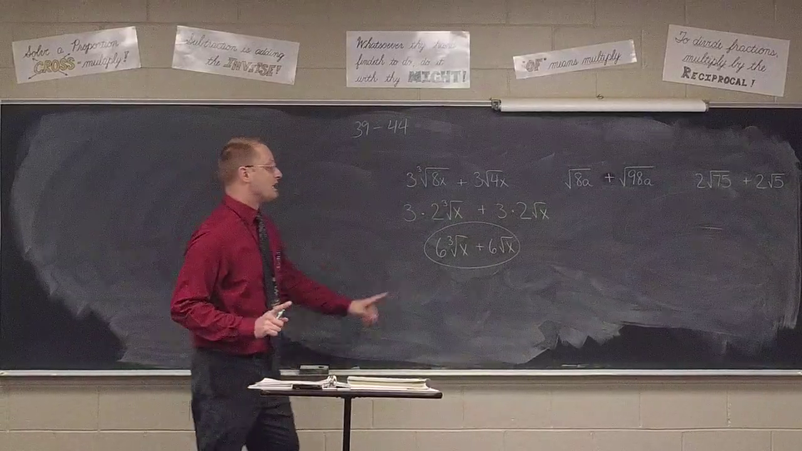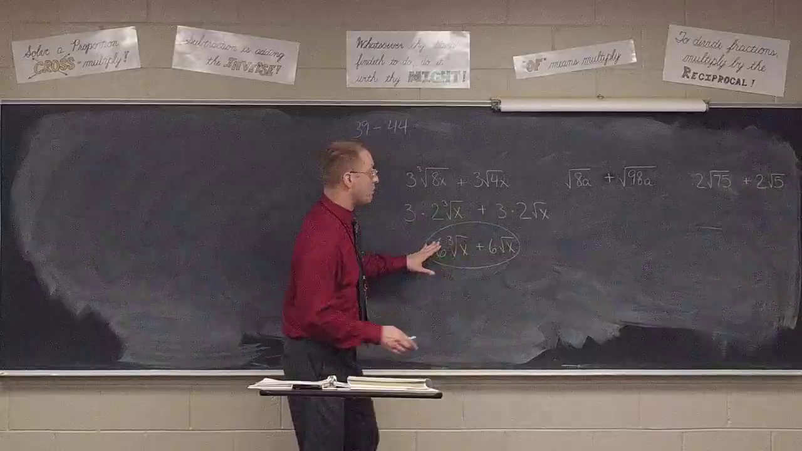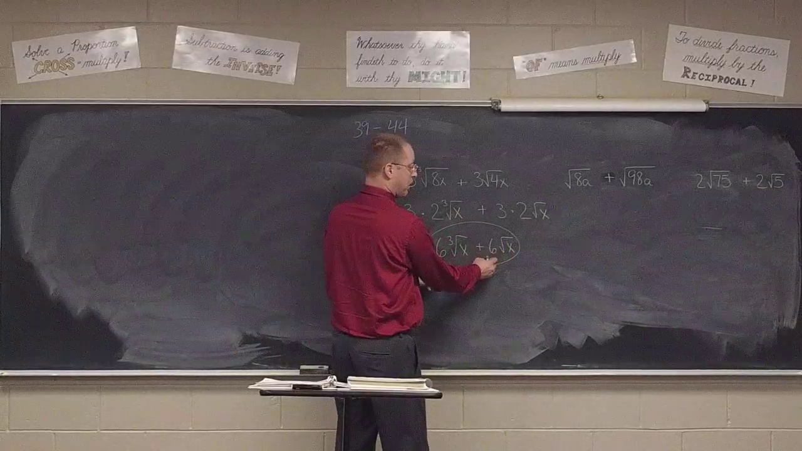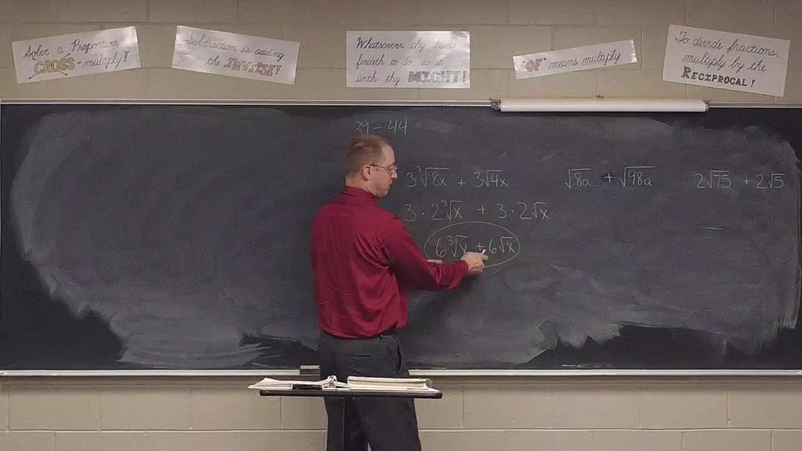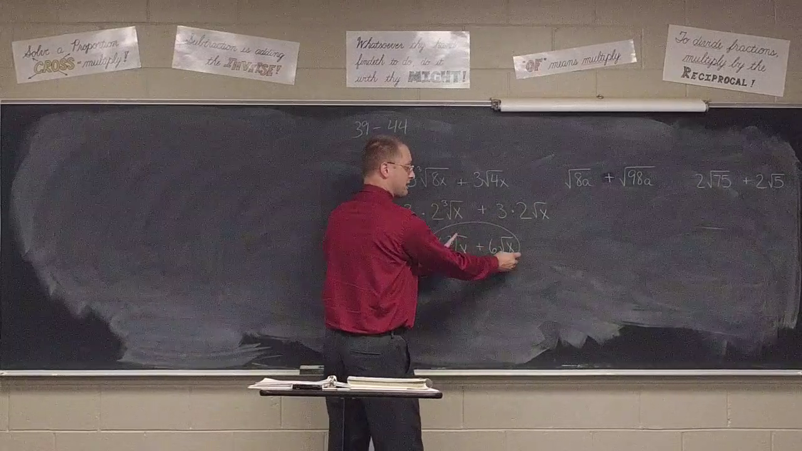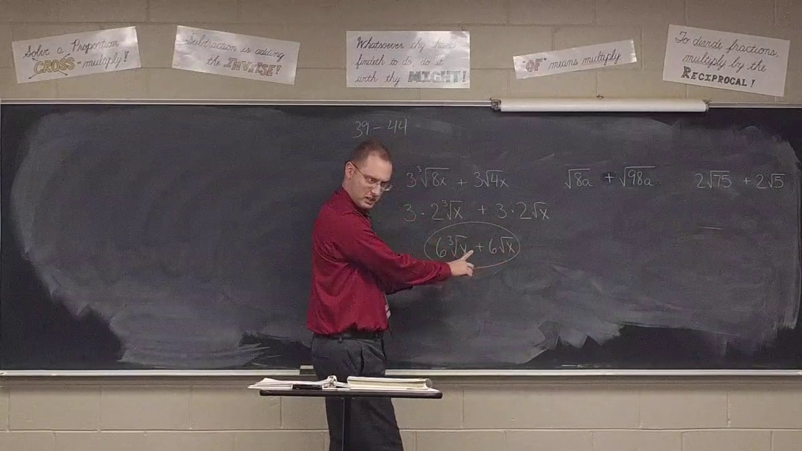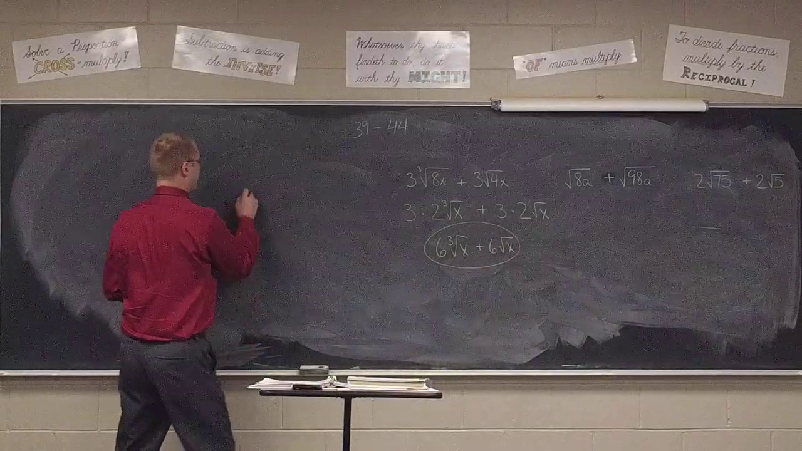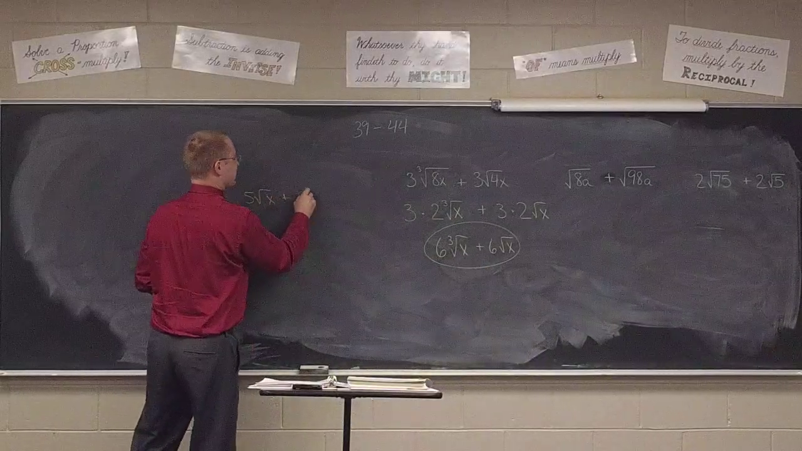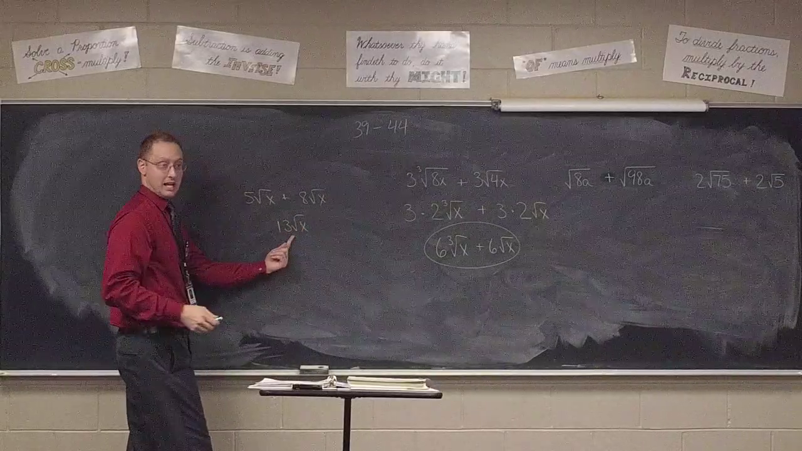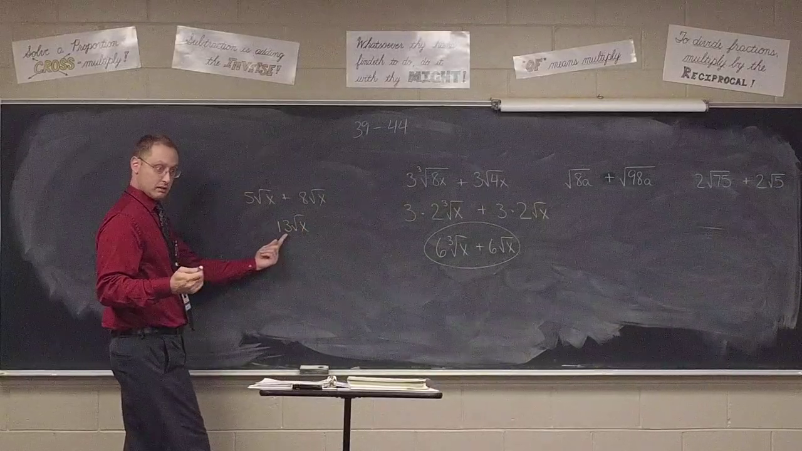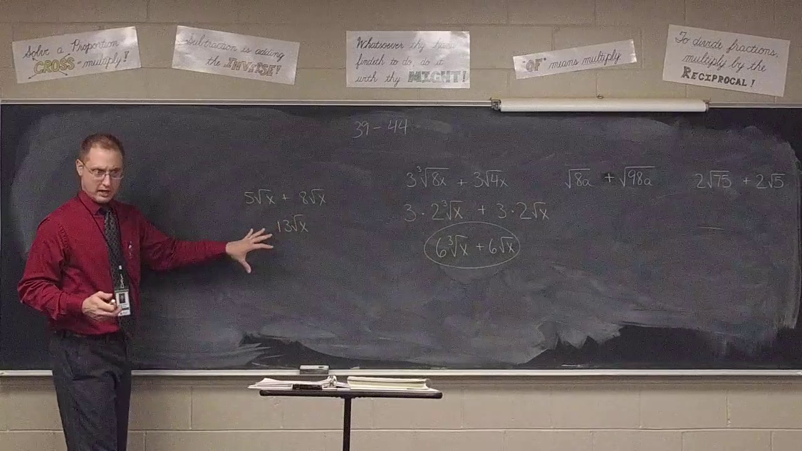Ah, careful. If they were both cube roots of x, then it would be 12 times the cube root of x, but not x squared. If they were both square roots of x, 12 times the square root of x. But again, these don't get mushed together. Does that make sense? So even if we had 5 times the square root of x plus 8 times the square root of x, that's 13 times the square root of x, not an x squared. Does that make sense? All right, any other questions on that?